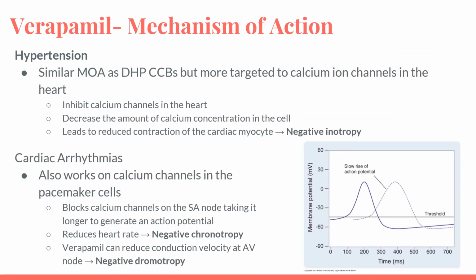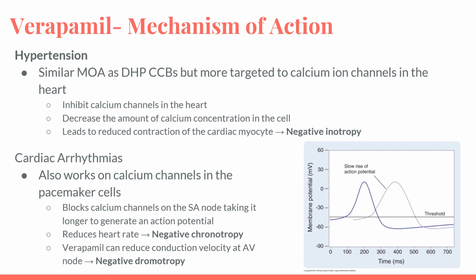Verapamil has indications for hypertension and cardiac arrhythmias. For hypertension, its mechanism of action is very similar to that of DHP calcium channel blockers, but verapamil is more specific to the calcium ion channels in the heart. Verapamil inhibits the calcium channels, which decreases the amount of calcium in the cell, and this leads to reduced contraction of the cardiac myocyte. This is known as negative inotropy.